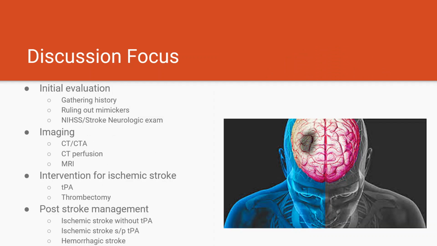So this lecture is broken down into a couple of components. First of all, we'll talk about the initial evaluation of stroke, including history, exam, and imaging. Then we'll touch on the use of TPA and thrombectomy for intervention, before finishing with immediate post-stroke management. I won't be discussing stroke etiologies and workup, as those have their own lecture series.